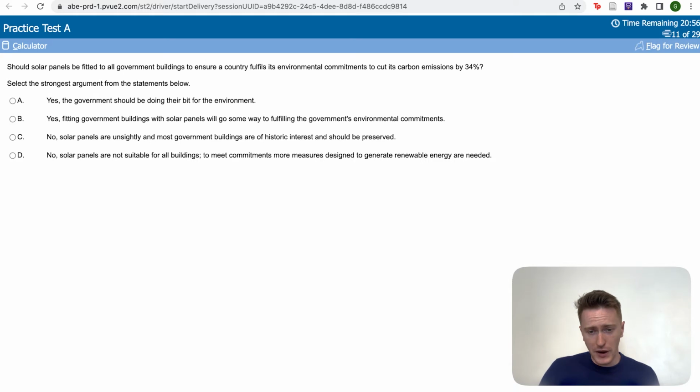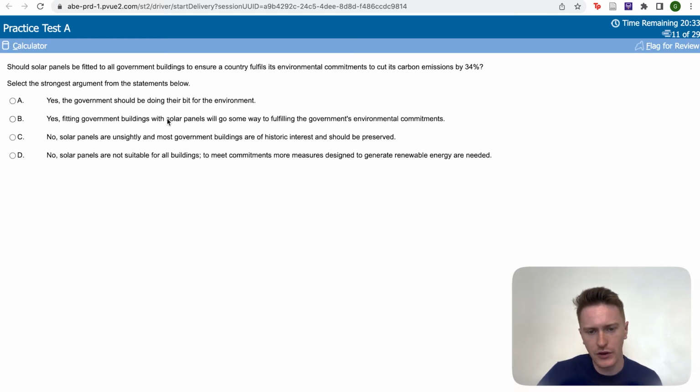Now we're talking about solar panels fitted to government buildings to ensure that it fulfills its environmental commitments to cut its carbon emission by 34%. Again, we have to address every part. So it has to do that 34% cutting of carbon emissions. Now, also, I've noticed they don't really like these should words in these questions. It's not about principles, it's about hardcore facts. So I don't think A is correct.